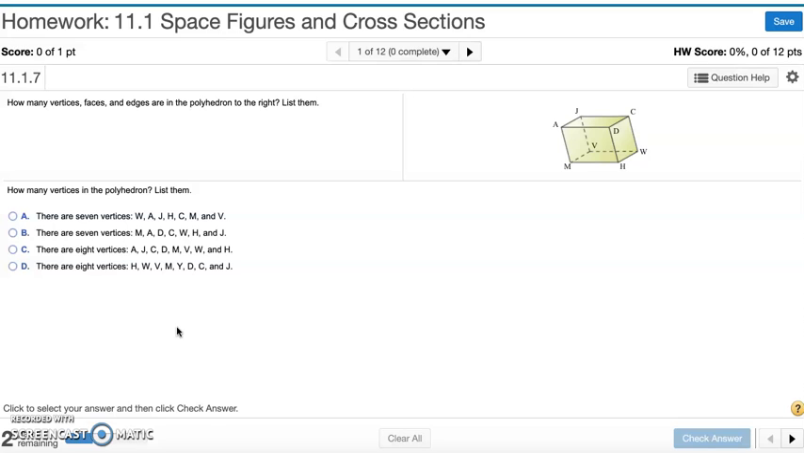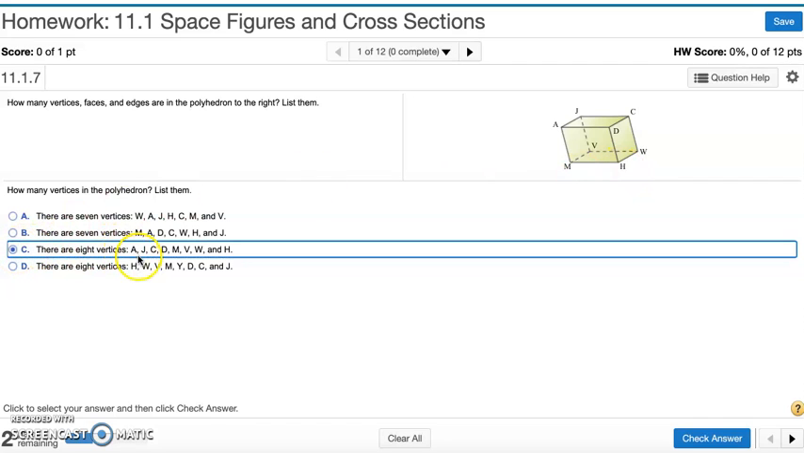List them. So the vertices are going to be the corners. So there are 8 of them: 1, 2, 3, 4, 5, 6, 7, and 8. And they're going to be A, J, C, D, M, V, W, and H.